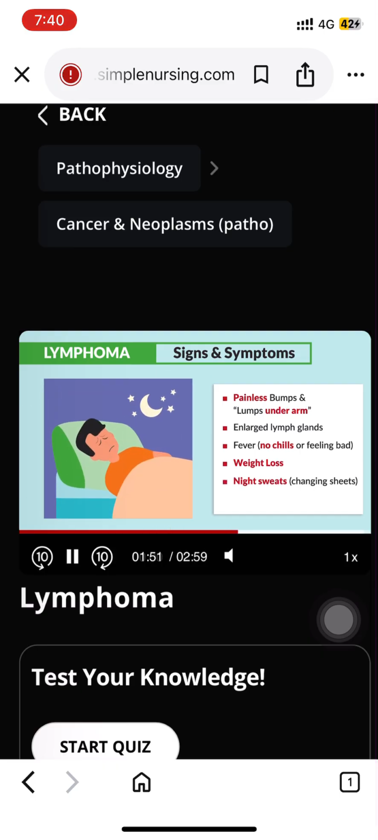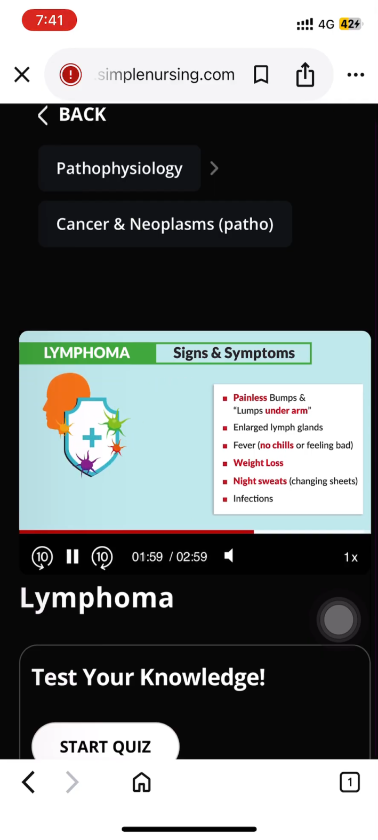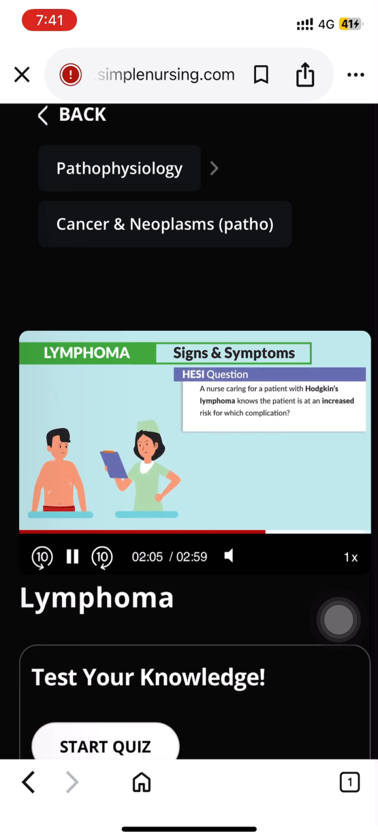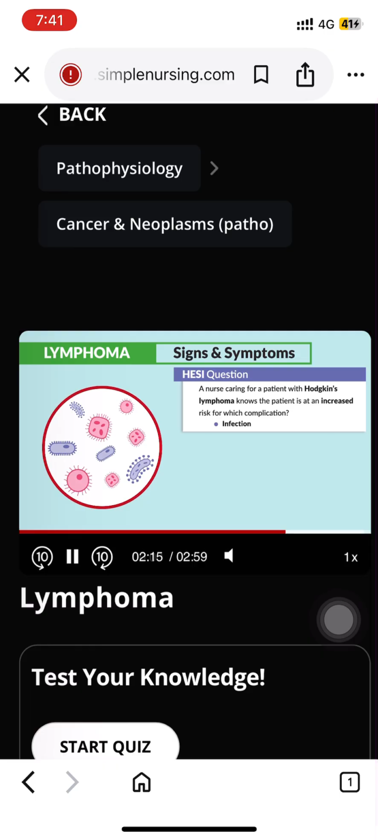Now another big key term is night sweats. Clients will typically complain of changing their sheets in the morning, indicating night sweats. Now, because the immune system is suppressed, these clients are susceptible to infections. So Hesi mentions, a nurse is caring for a patient with Hodgkin's lymphoma, knows that a patient is at increased risk for which complication? Infection.